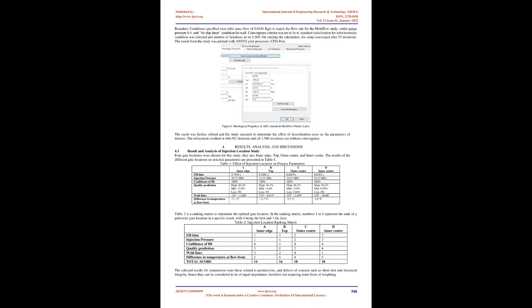Upon importing into Moldflow Advisor, the orientation was adjusted such that the parting plane is on the XY plane with the Z-axis representing the height, as shown in Figure 3. Four studies were created to represent the different injection locations: A. Inner edge, B. Top, C. Outer center, and D. Inner center, as shown in Figure 4.